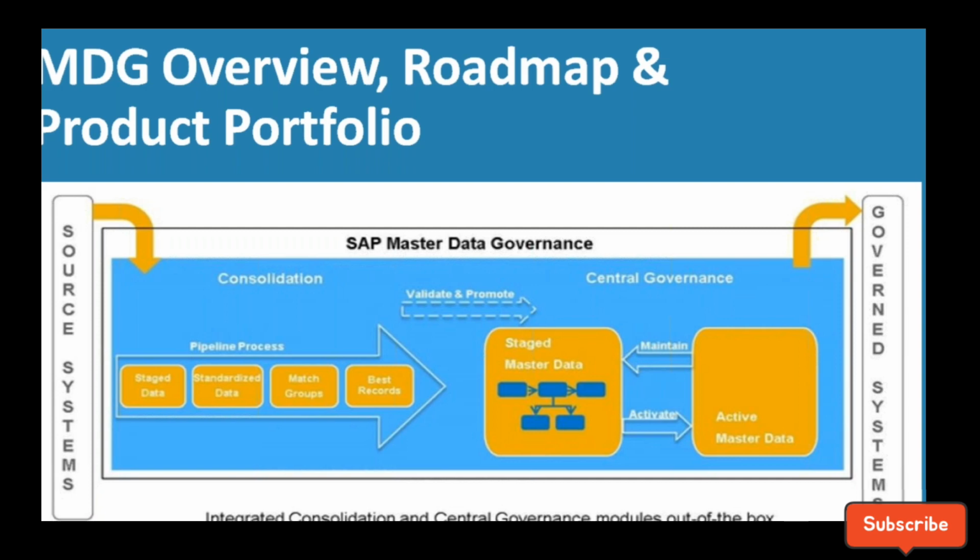Once you enter these details in MDG through initial data load, how this initial data load happens, these are all things we will talk about. We have a specific chapter for that, a specific topic for that. Now, if I go with consolidation, then we have these four different slabs to cross. What are those slabs? Staging data, then standardize the data, then match groups and best record. And finally, we have the final best record, and then we process further.